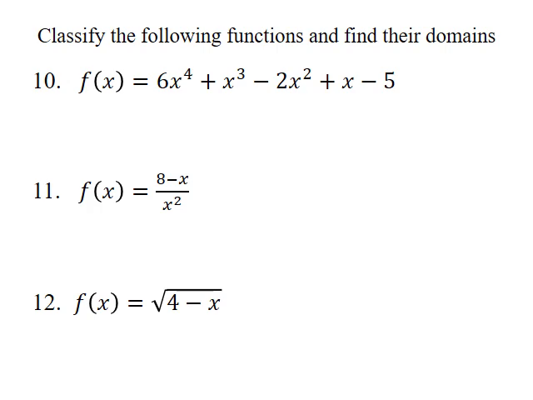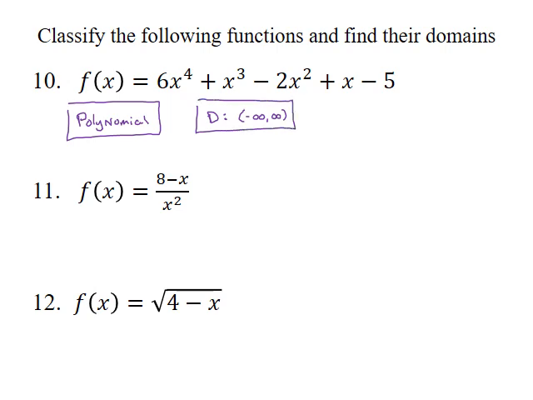On number 10, we have f of x equals 6x to the fourth plus x cubed minus 2x squared plus x minus 5. Right away, this is just a bunch of x terms listed in one line. You don't see any fractions, you don't see any roots, so I know right away that this is a polynomial function, and that's their favorite kind to work with because they're going to be easy to work with going forward. And not only that, we know right away that their domain based on our chart has to be negative infinity to positive infinity. Every single number in the domain exists.